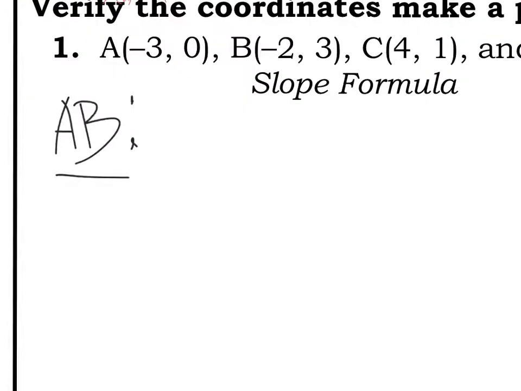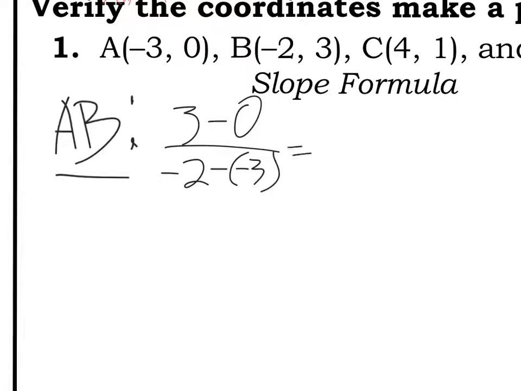So doing the slope of AB, I have y2 of 3 minus y1 of 0 over x2 of negative 2 minus an x1 of negative 3. So 3 minus 0 is 3. Negative 2 minus negative 3 is negative 2 plus 3. So that makes 1. So I have a slope of 3 over 1, or just 3.